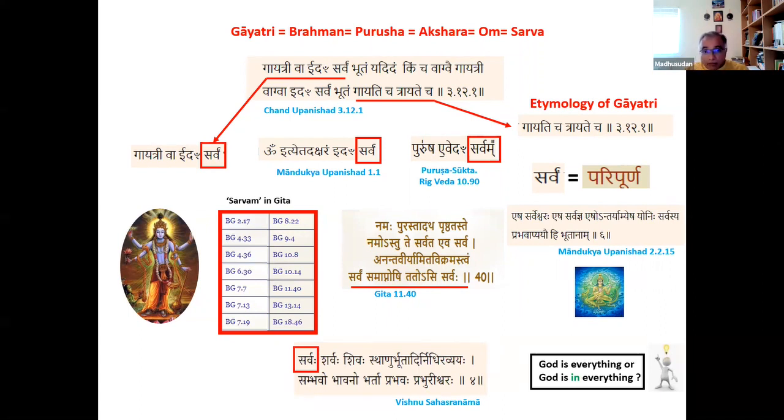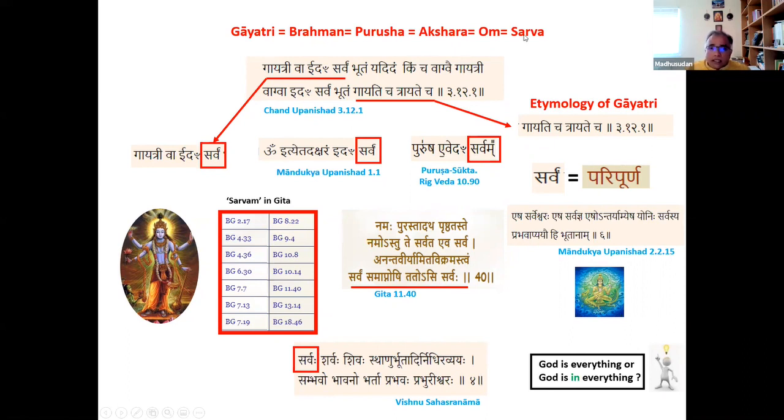Okay. So this Brahman is Purusha then, because Purusha eva idang sarvam is what the Purusha Shukta is saying. And then if you look at Mandukya Upanishad, it says Om iti etad aksharam idang sarvam. Akshara also is him. And it started off with Om. So that is also him. The name of Sarvaha in Vishnu Sahasranama is also him.